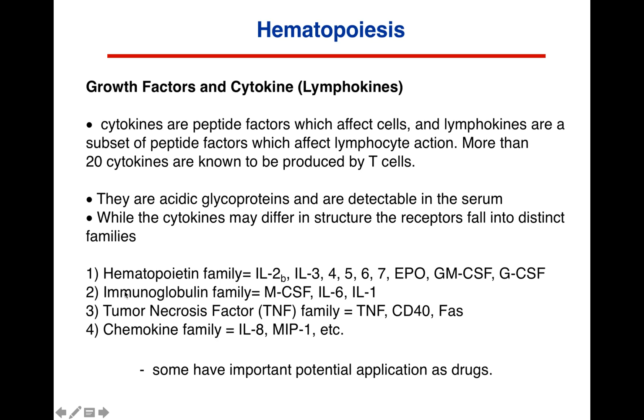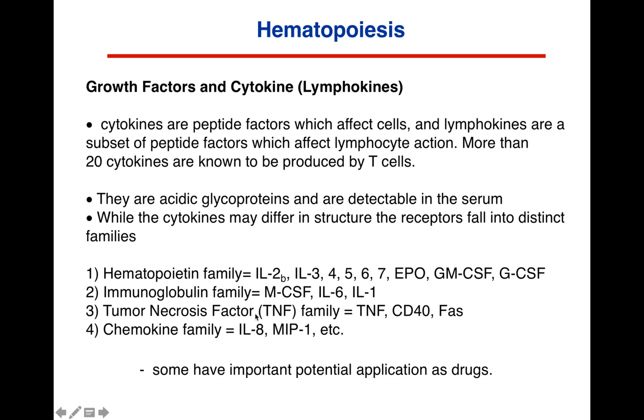One is the hematopoietin family, and the cytokines that fall into this, I've got a sampling of those, anywhere from IL-2 to erythropoietin. All of these fall in this. These are the numbered IL-3, 4, 5, 6, 7. There's the immunoglobulin family, which IL-1 for example falls into. There's a mistake there, you can strike out IL-6 there. It should be 5 and 7.